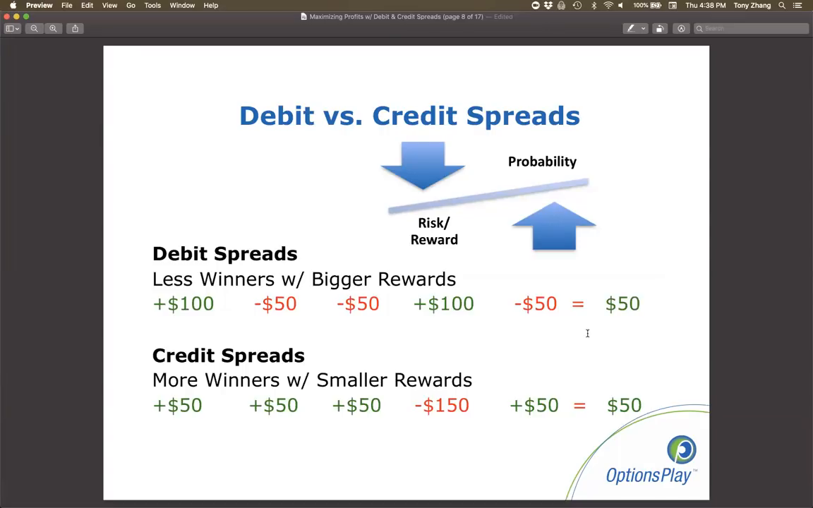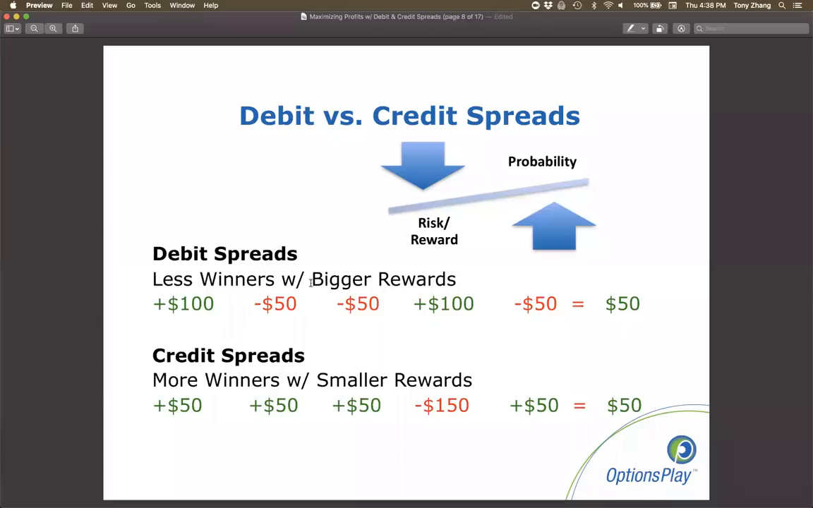Conversely, as a credit spread trader, you're going to get more winners, but smaller rewards. Meaning you might win most of the time. You might win 4 out of 5 trades where you win $50 each, but you have 1 losing trade that loses $150. Your net result is still the same at the end, right?